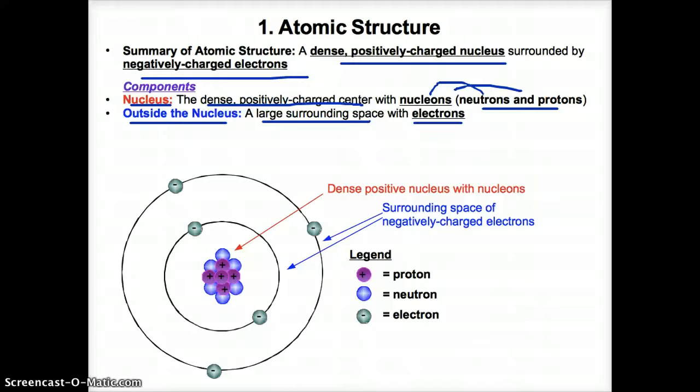So if you look at this, you have a dense positively charged nucleus with nucleons found inside it, where you see the protons are shown by purple positive spheres and the neutrons are shown in the nucleus by the blue neutral spheres. Outside of it, you have a surrounding space of negatively charged electrons, where the electrons are represented by green-gray spheres that are negatively charged outside the nucleus.